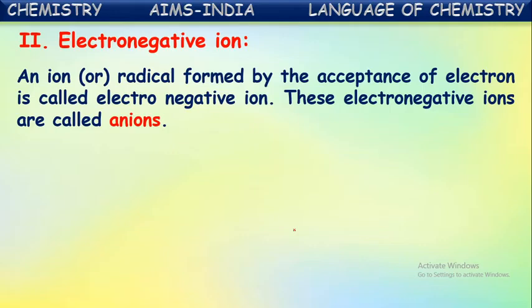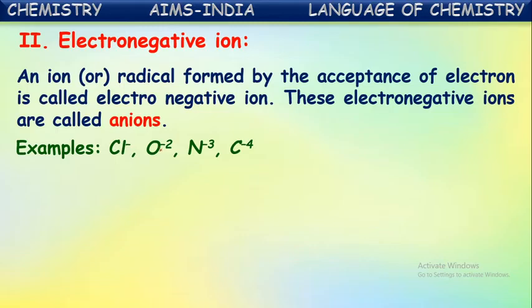How are these anions formed? These anions are formed by the acceptance or gaining of electrons by the atoms or group of atoms. For example, you can see here Cl minus. Chlorine, on gaining one electron, forms a Cl minus ion. So it is one of the anions or electronegative ions. Next, O minus 2 is also formed by the oxygen atom gaining 2 electrons, and hence it gets negative charge.